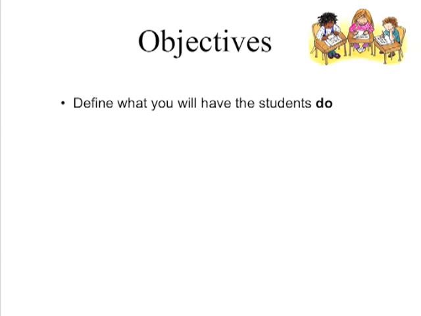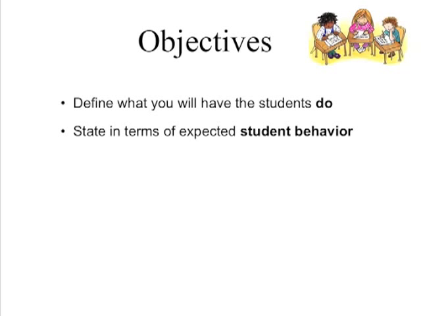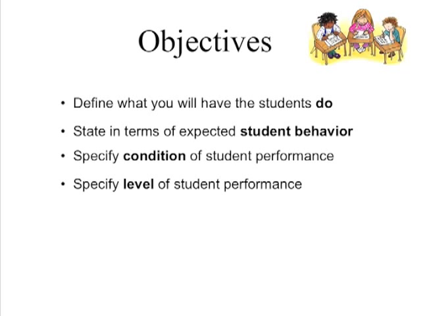Objectives define what you will have the students do. They're stated in terms of student expected behavior. You talk about the condition of the student performance and specify the level of student performance or the degree to which you expect the students to perform it and your criteria. The condition is probably the most vague out of any of them and can be interpreted many different ways, which we'll see in the examples.